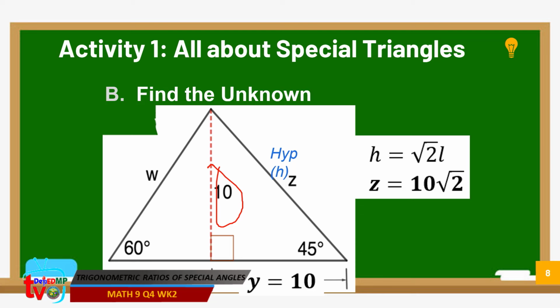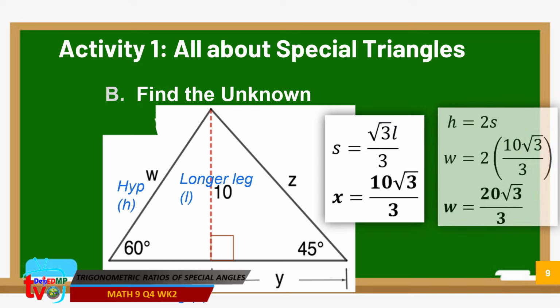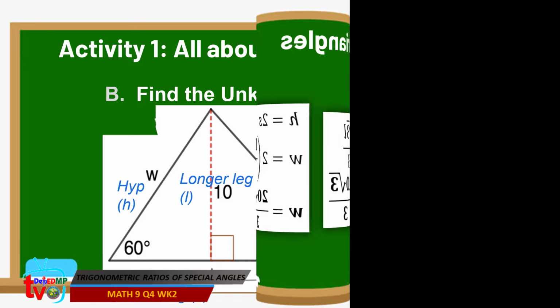Now let us solve for the other side. We're done with Y and Z. Let's solve for X and W. Pause this video, then solve for X and W. Compare your answers with mine. X, which is the shorter leg, should be 10 square root of 3 over 3, while W, which is the hypotenuse, is 20 square root of 3 over 3.